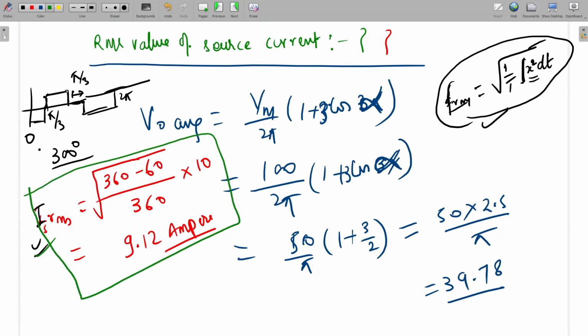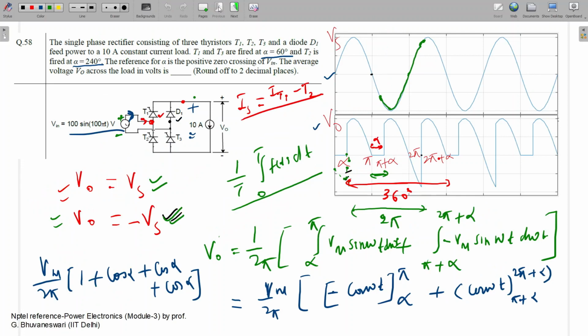Is it clear? Yes, sir. Okay. Anyone have other doubt in this question, like waveform and all? Otherwise, we will move to the next question. Okay, so I'm moving to the next question.